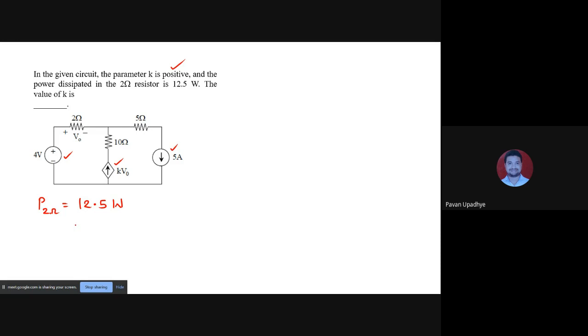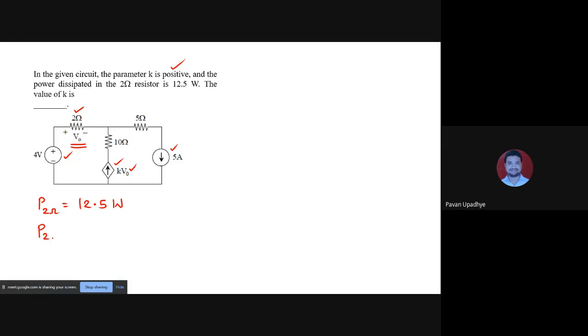So if power across 2 ohm is given, where is 2 ohm? Look at this. Here is that 2 ohm. And we have some V0 unknown, the voltage appearing across 2 ohm, and on that value of V0, the value of current source depends.